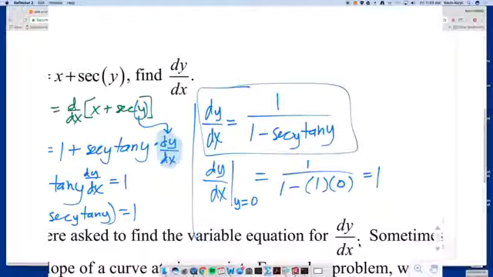Your derivative, again, will sometimes be just in terms of y, like in this case, but most of the time it's in terms of x and y.